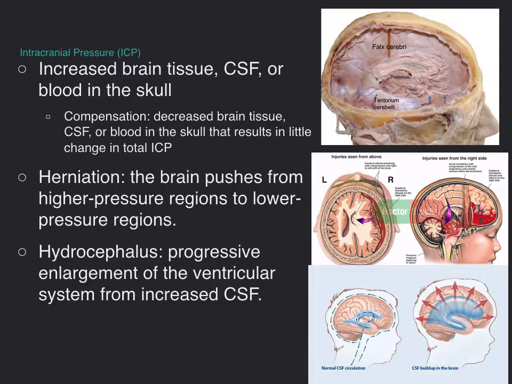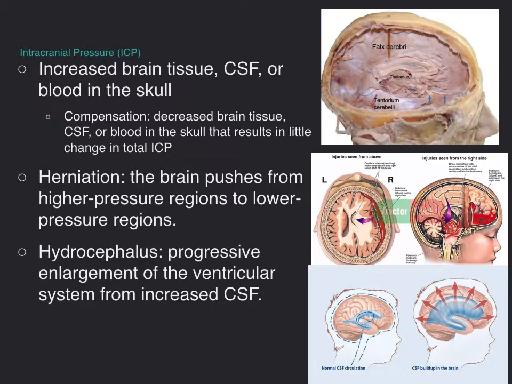Non-communicating or obstructive hydrocephalus occurs when there's obstruction in the ventricular system that prevents the CSF from reaching the arachnoid villi. The cerebrospinal fluid flow can be obstructed due to congenital malformations or tumors that encroach on the ventricular system, or inflammation or hemorrhage.